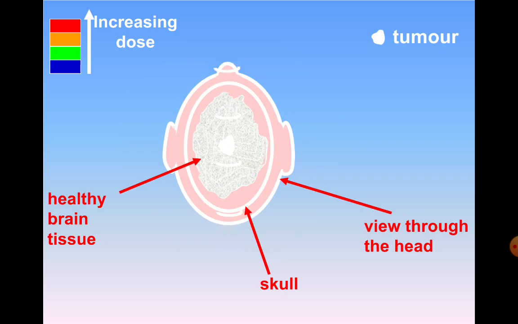We have in the middle a tumor, around it a healthy brain. We have the skull and the view through the head, because gamma rays can penetrate through everything, but there's a way to see the difference of the tissues inside the brain, and they can make a three-dimensional picture of the tumor and see exactly how big the tumor is.